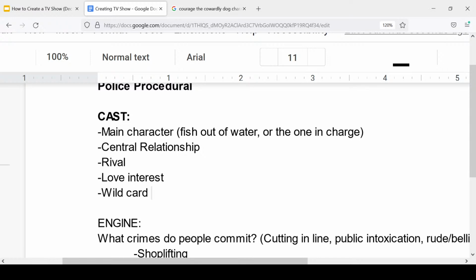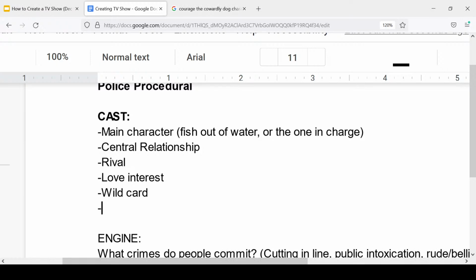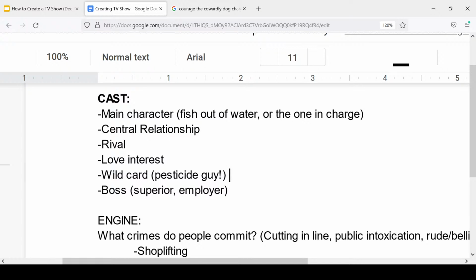And then, we have the boss. So yeah, maybe superior, employer, etc. It might be that if our main character is the head of security, their boss is kind of the head of the park or something like that. Almost everybody has a boss. Just as the wild card would be the rat catcher. Yeah, I like that. Let's say the pesticide guy.